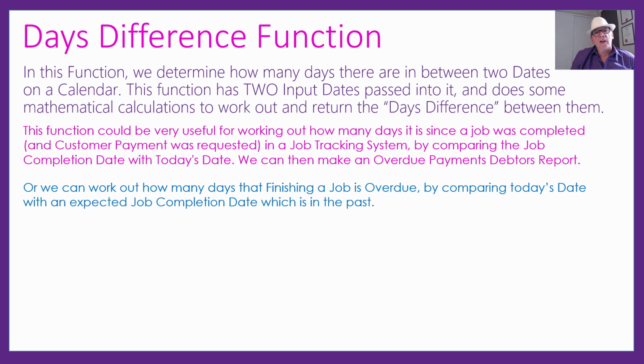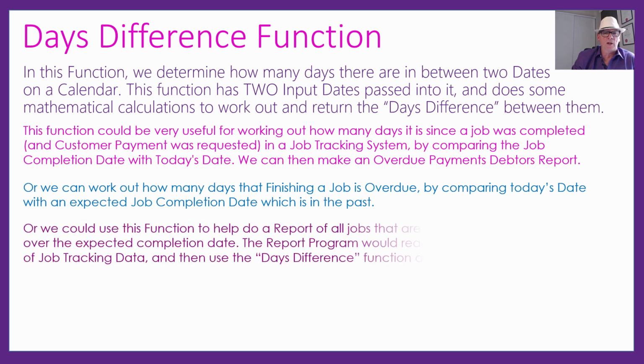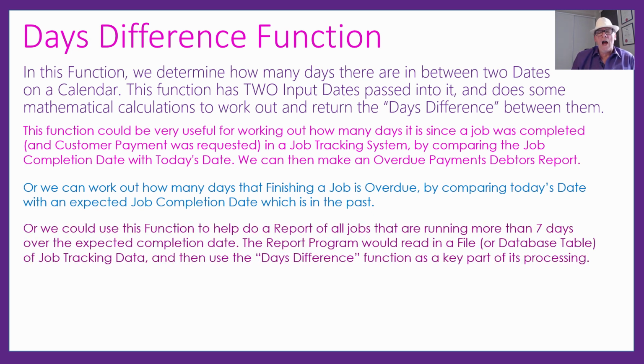Okay, we could work out that a job was supposed to be finished in the past, but we're now past that finish date. So how many days past it are we? How overdue is that job from being completed? That's another thing we could do in a job tracking system. We could report all the jobs which are running more than 7 days late at the moment, so there's 7 days passed over the expected completion date. So that would use days difference.